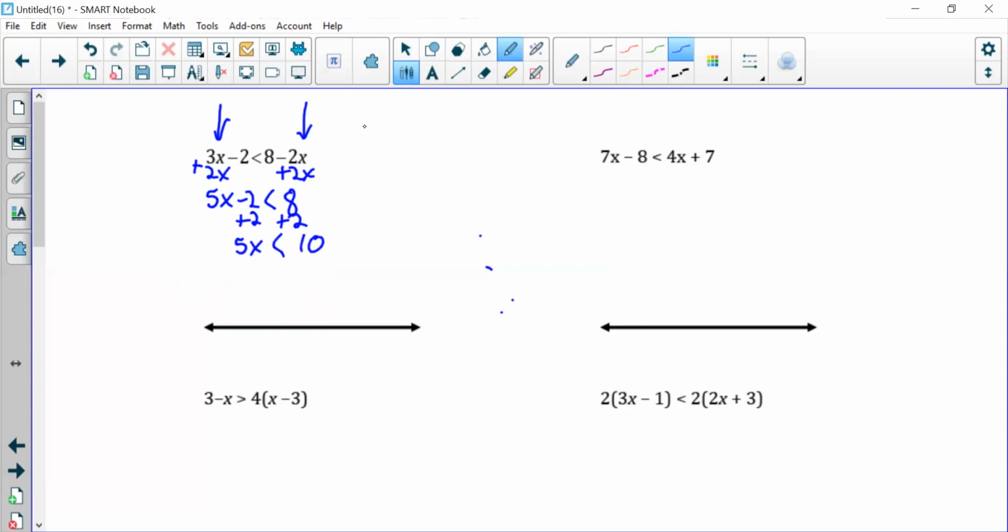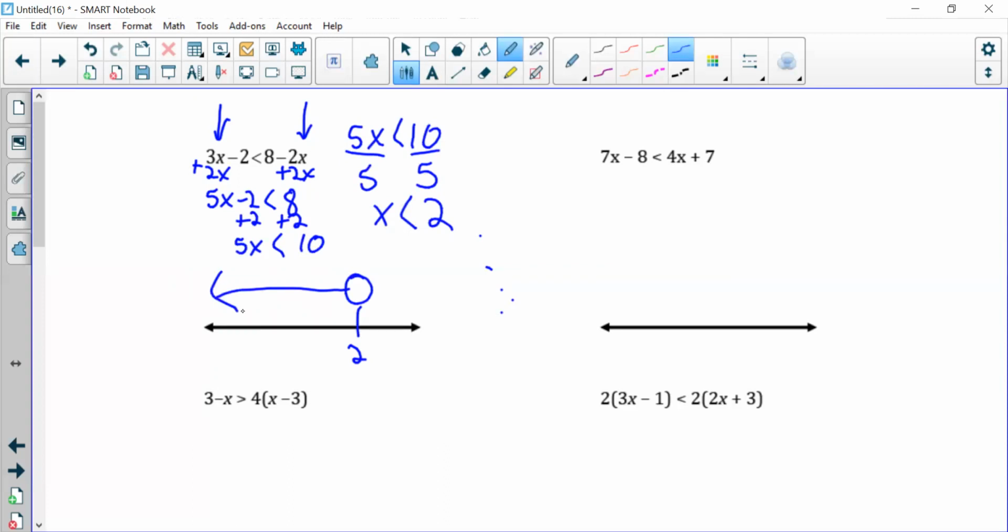I'm going to bring this up here so I have space. 5x less than 10. Divide both sides by 5, so x is less than 2. Once again, 2 is just less than, open circle. Okay, so we've got a lot of less than ones here.